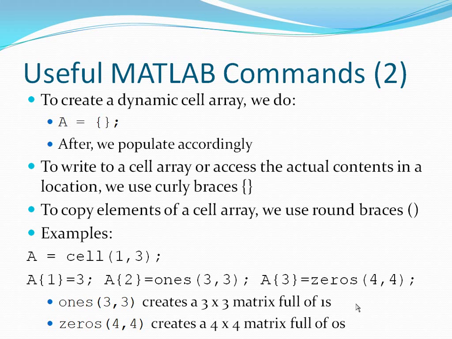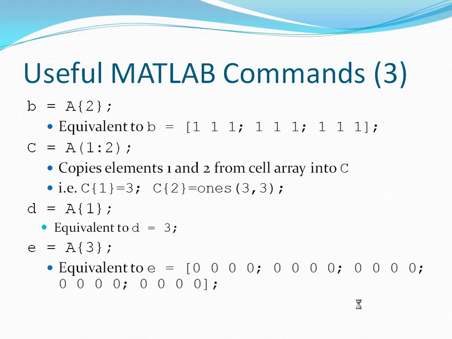So if you do B equals A and then curly brace 2, this is equivalent to accessing the second index of the cell array and grabbing whatever is inside that second slot, which in this case is a 3x3 matrix of 1s. If I wanted to do A and then round brace 1:2, you're copying the cell array elements 1 and 2 into a new cell array C. So the first element is going to be a single number, which is 3, and the second element is going to be a 3x3 matrix full of 1s. If I wanted to access the first element of the cell array, it's the same thing as just accessing the single number, which is 3.